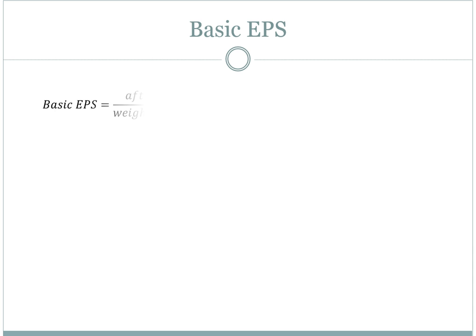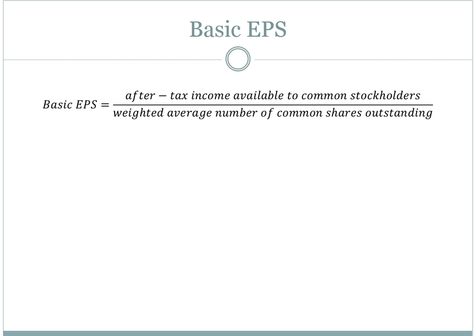The first thing that you want to recognize is that basic earnings per share is the after-tax income available to common stockholders divided by the weighted average number of common shares outstanding. So we just determined the weighted average number of common shares outstanding. That's the 1,170,000. What we need is after-tax income available to the common stockholders. After-tax income available to the common stockholders is our after-tax income minus any preferred dividends that we have to pay.